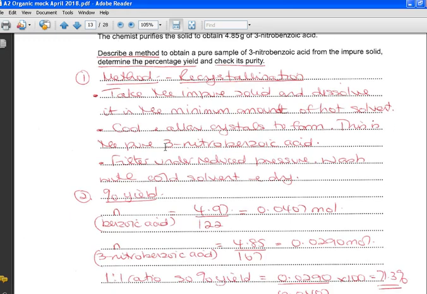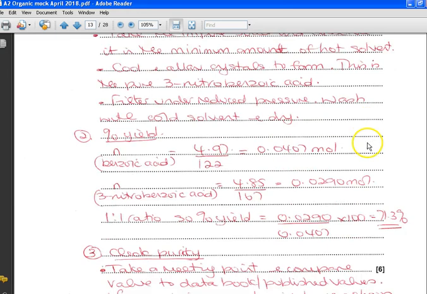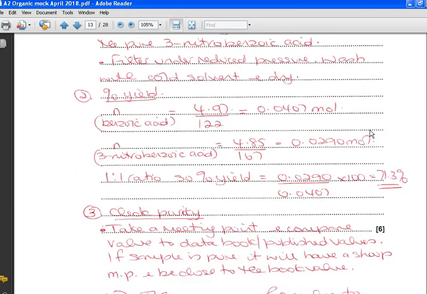Okay, cool, and allow crystals to form. This will be your pure 3-nitrobenzoic acid. Your impurities will be left in the solution. Filter under reduced pressure, wash with cold solvent and dry. That's how you would recrystallize your substance. Second part, percentage yield.